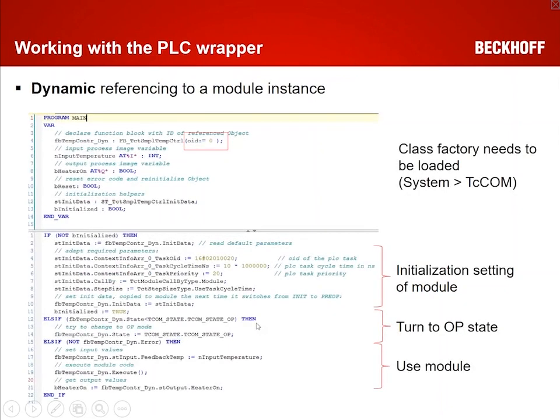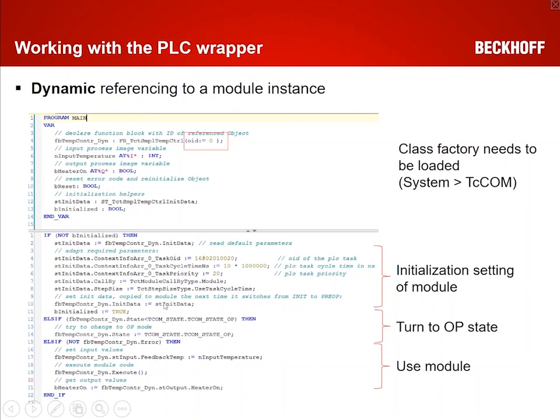A little bit more code if you want to do dynamic referencing. In this case, you don't have an instance of the TCCOM object, so you provide OID equals 0. In the background, you need to have the class factory loaded of this module. So the class factory can be found under System, TCCOM, and then class factory. So you only need to check the checkbox for the TCCOM object, in this case, simple temperature controller.